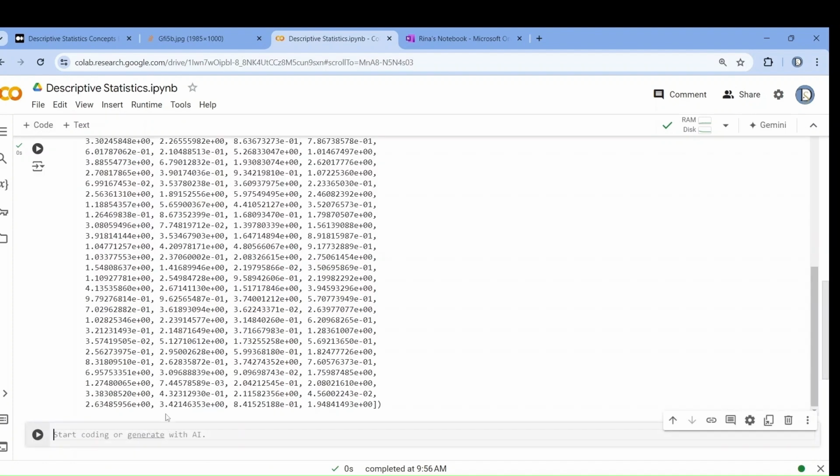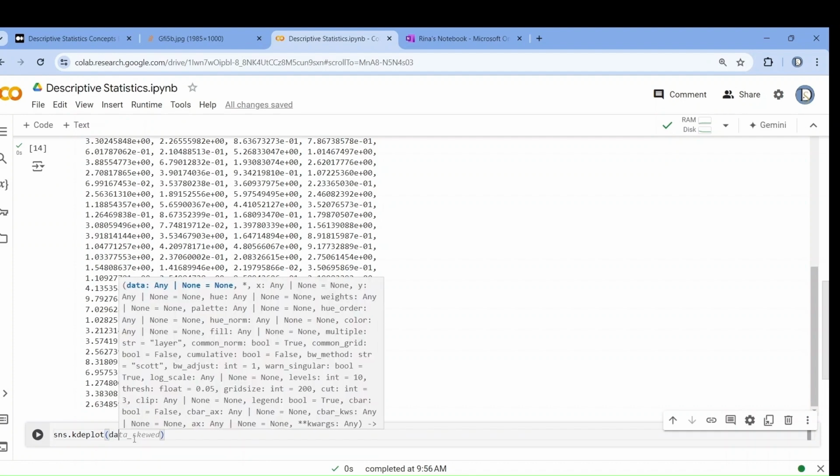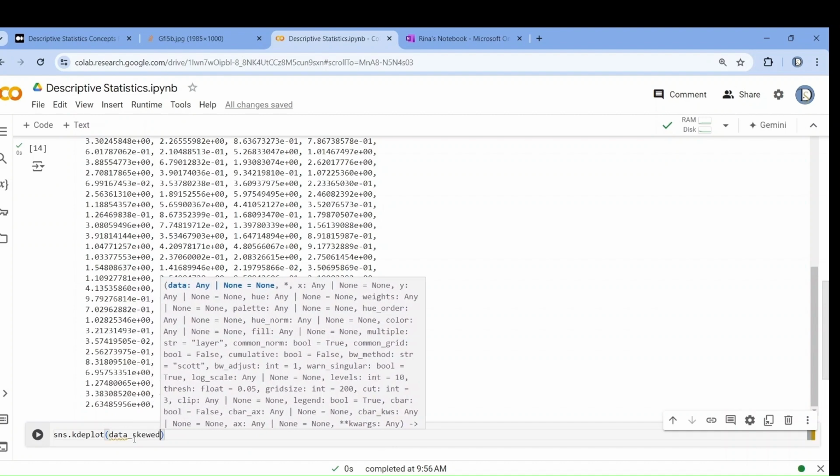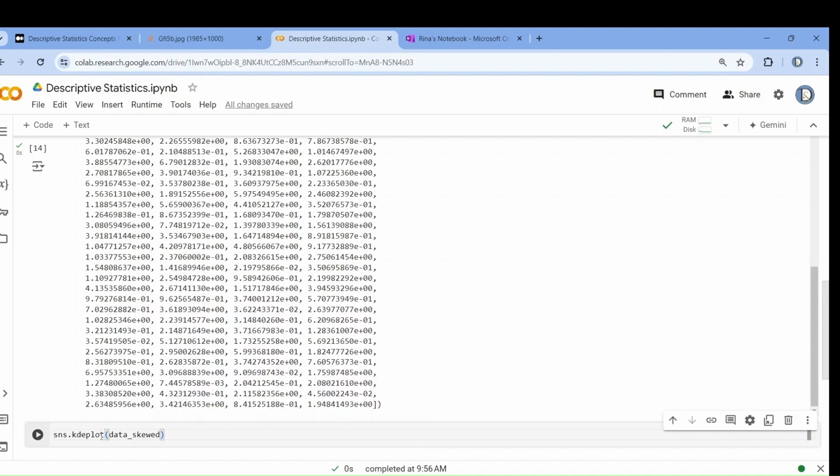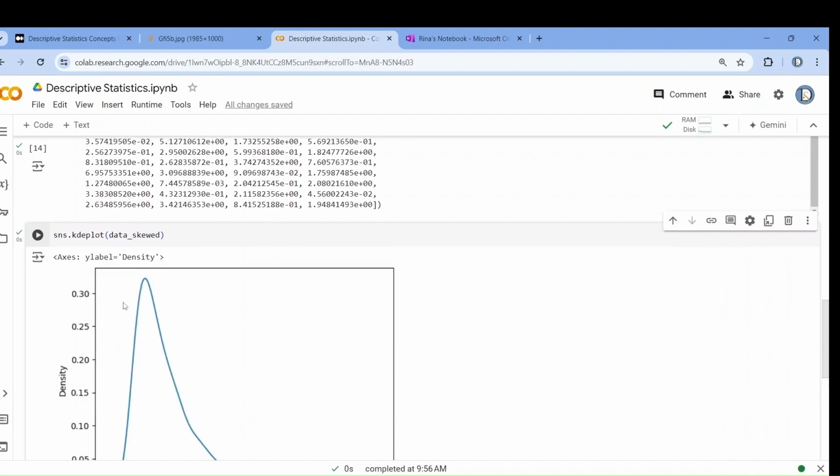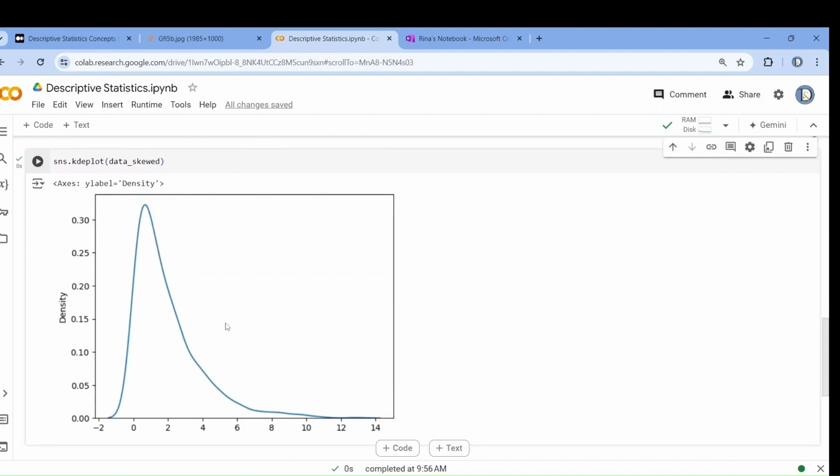Total 1000 numbers. Fine. Now if I want to plot this, then sns.kdeplot. We studied this in the Seaborn library. Inside this, we have to write data_skewed. Now see, if I run it. Clear? You can see the data set is skewed. Is it positively skewed or negatively skewed? Tell me. Positively skewed because the right tail is longer.